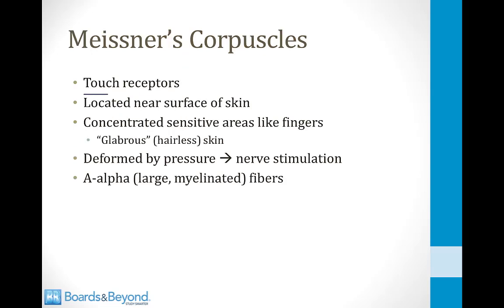Meissner's corpuscles are touch receptors. They're located near the surface of the skin, and they're concentrated in sensitive areas like your fingers and your fingertips. This is sometimes called glabrous or hairless skin areas. They get deformed by pressure, and this leads to nerve stimulation. And these signals are carried by the large myelinated A alpha fibers back to the brain.